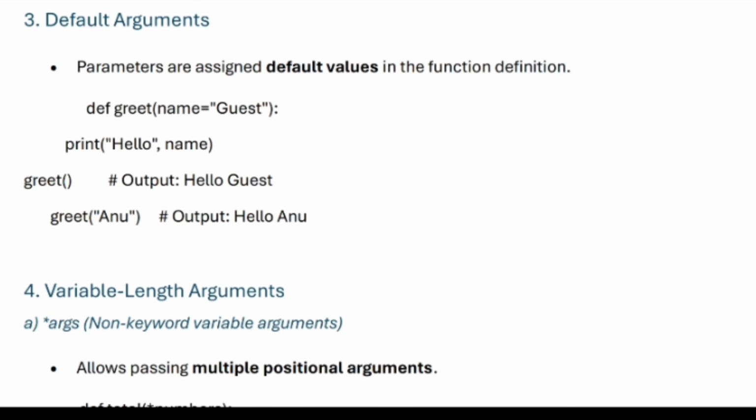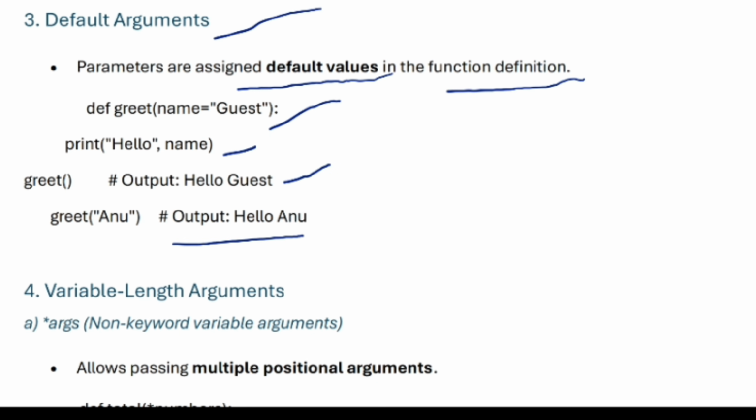Next is the default argument. Here a parameter is assigned a default value when the function is defined. For example, name is guest, and print hello name. So the output will be hello guest, and in the same way, if you pass a name, it will say hello with that name. For example, if you put Hanu as the name, you will get Hanu.